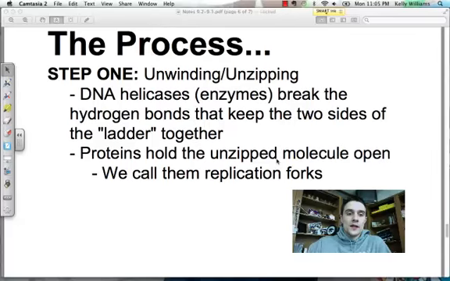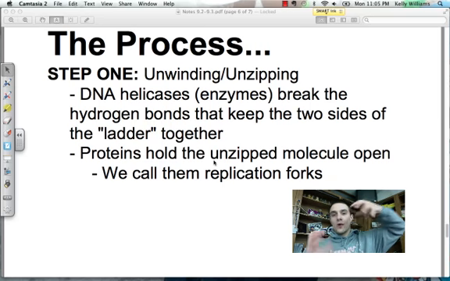Now, the actual process here, the very first step we refer to as unwinding and unzipping. You have to imagine again that the DNA double helix is a twisted staircase or a twisted ladder. So in order to make more of it, we need to untwist it or unwind it and then unzip it. All right, unzipping meaning break it apart in the center, break those hydrogen bonds. The actual enzyme that's at work here is known as DNA helicase.